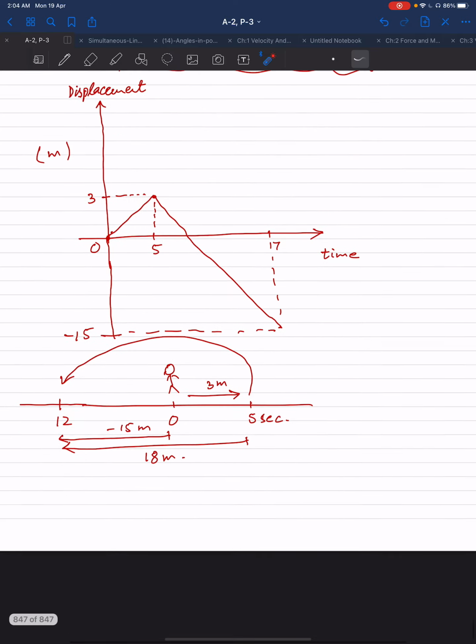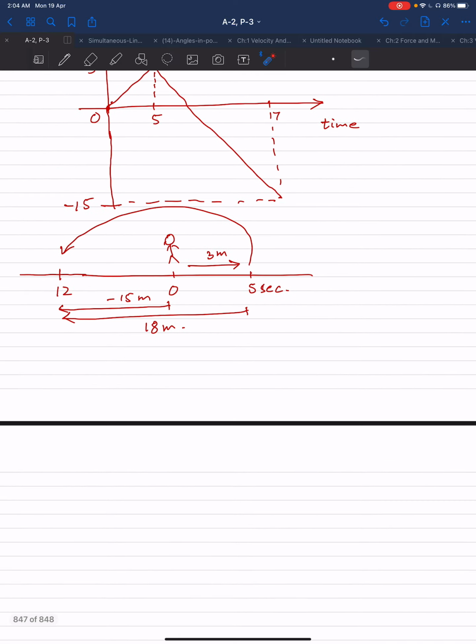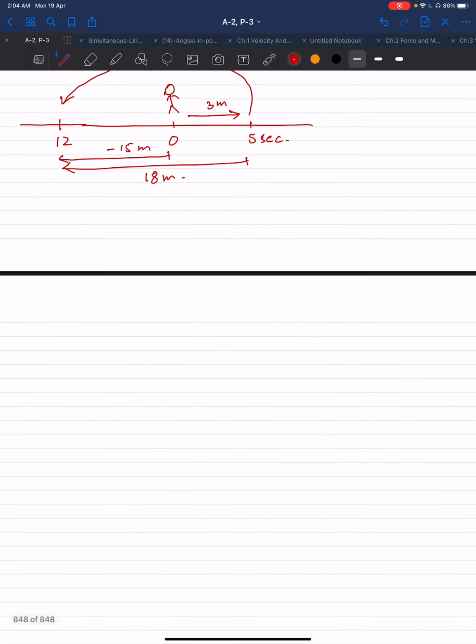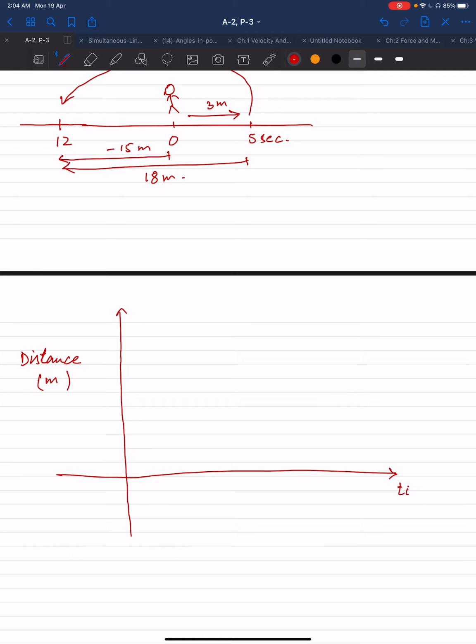While if you are going to draw the same journey on a distance-time graph, what would it be? You have to draw the distance on the vertical axis, this is meters, and this is time in seconds.